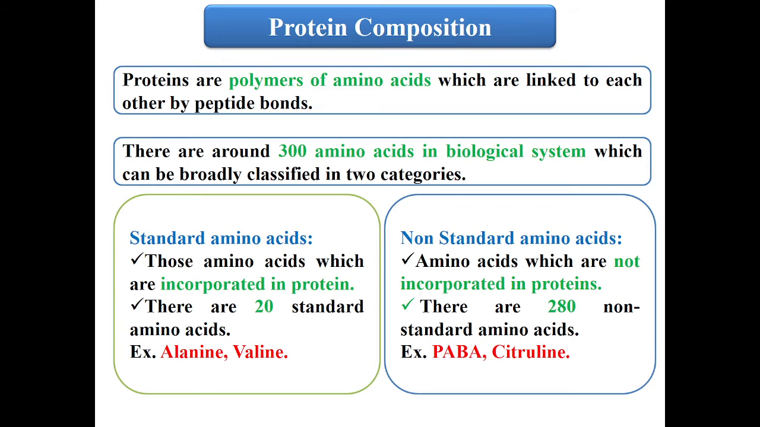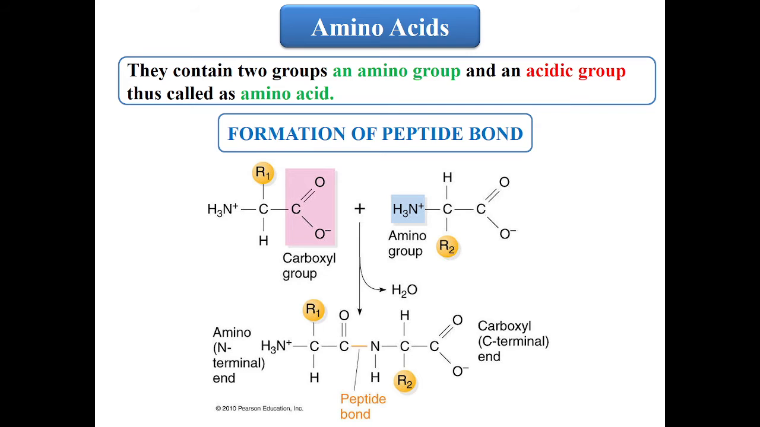On the other hand, there are non-standard amino acids which are not incorporated in proteins. There are a total of 280 different types of non-standard amino acids, just like PABA and citrulline. PABA stands for para-aminobenzoic acid. Now, amino acids can be defined as the molecules which have one amino group and an acidic group. They are called amino acids.